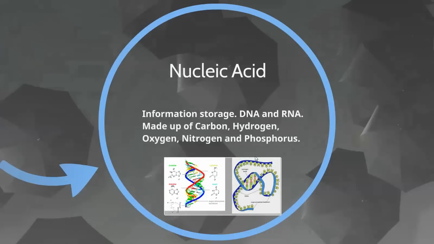Okay, the last one is a nucleic acid. Those are DNA and RNA, and that is the storage of information. So all of your genes, your blood types, all that information about you is stored in a nucleic acid. And we'll get to how that works in later units. This is kind of a basic overview. Again, made up of carbon, hydrogen, and oxygen, but also nitrogen and phosphorus.